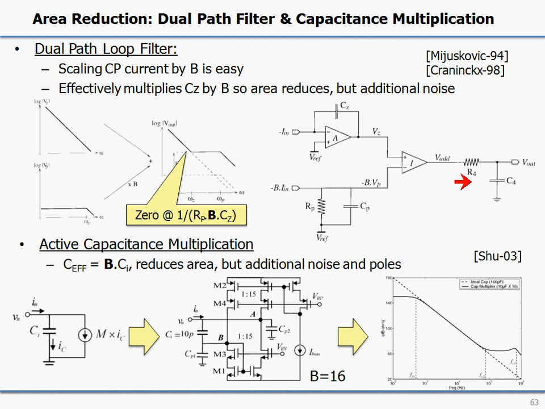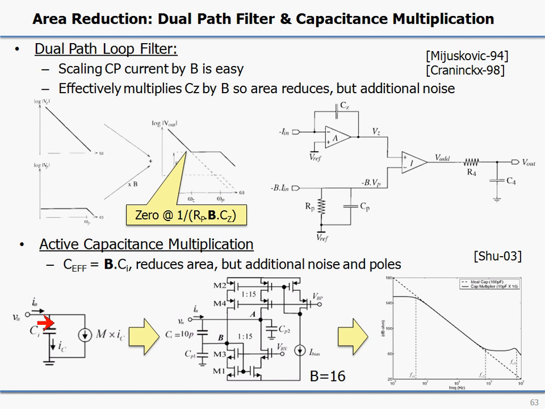Then an additional filter section can be added here at the output. Of course, the price we pay is that we inject more noise into the circuit, and so there is a trade-off here between noise and area. A similar trade-off exists in the following active capacitance multiplication circuit.